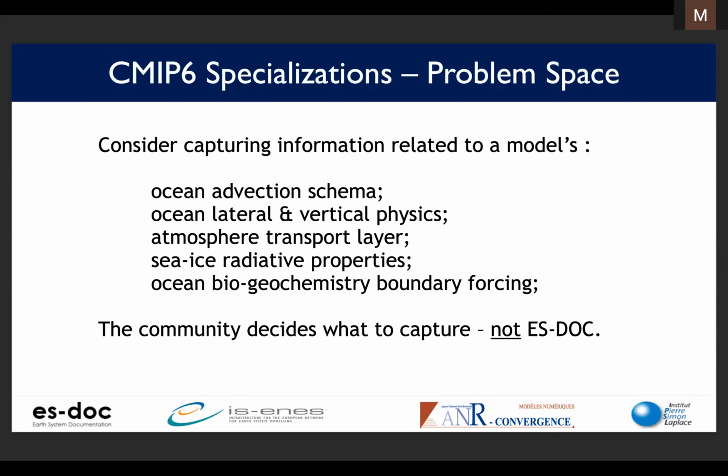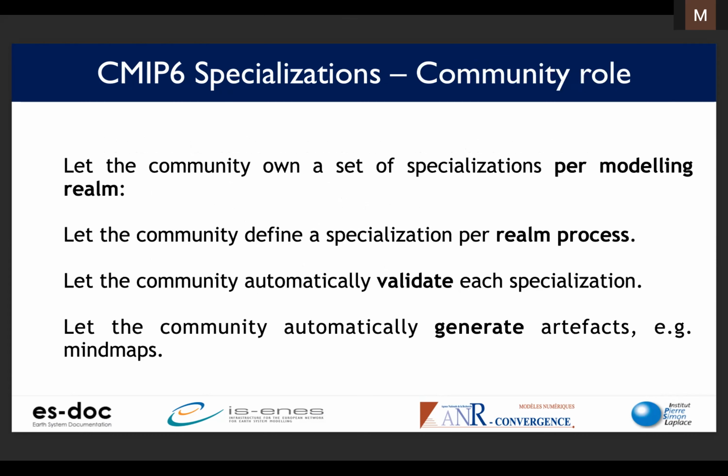So we have a problem, and the problem is when a scientist says, we want to capture some fairly random information about ocean advection schema or sea ice radiative properties or atmosphere transport layer, we're going into fine detail here, and the schema is not really designed for that. It's designed possibly to capture the details, but not what those details are. So we use what we call specializations for this. We let the community own a set of specializations, let them define their specializations, and we give them tooling to validate what they've declared, and then to generate upstream assets.